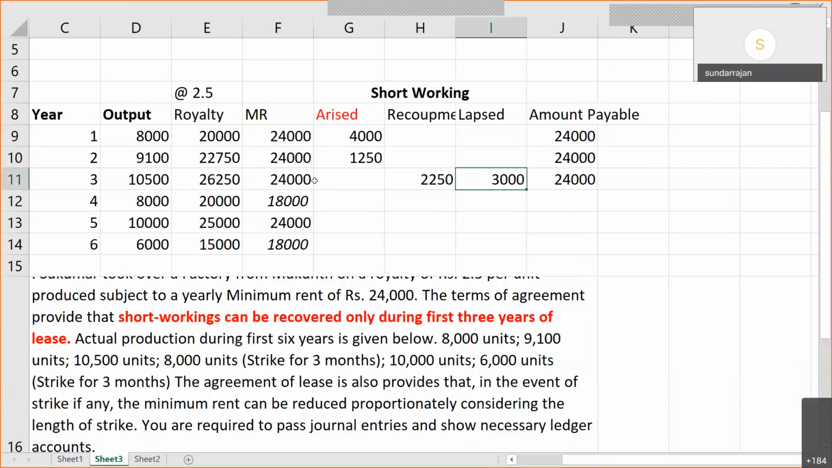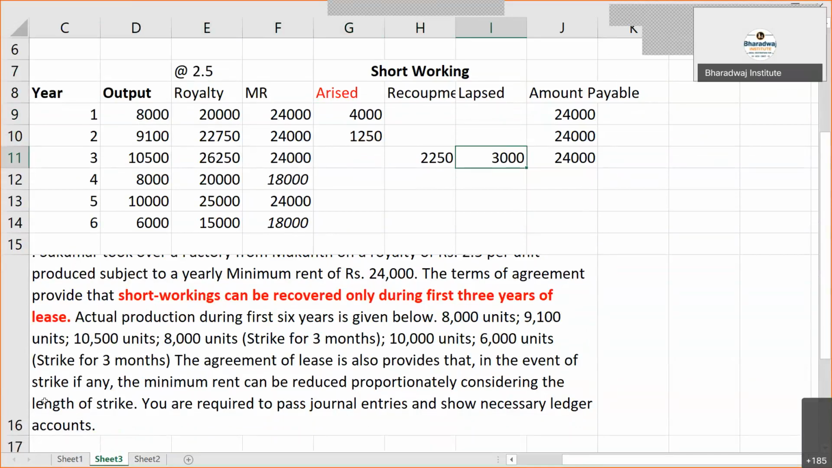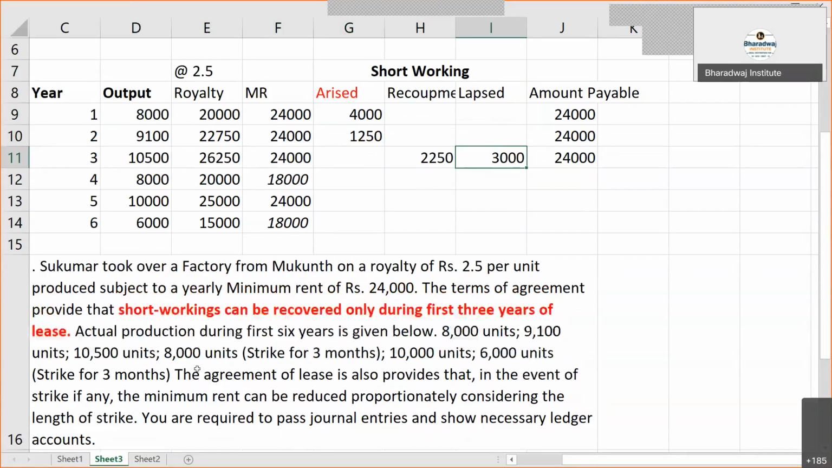Okay. So once again, I repeat, this 4,000 and 1,250 arose. In the third year, there was a surplus. You recover that short workings using the surplus to the extent available. Remaining 3,000 is lapsed. The wordings are very clearly used. Short workings, if any, can be recovered only during the first 3 years. You recover this much and the balance is lapsed.